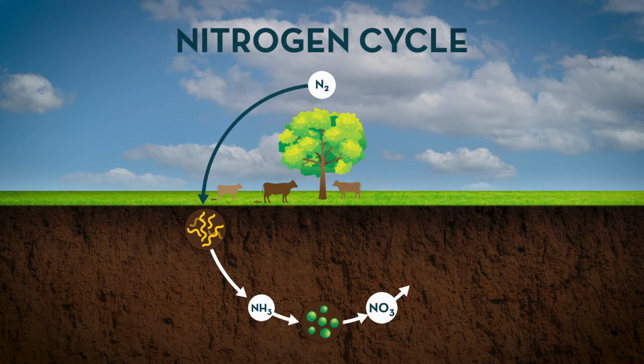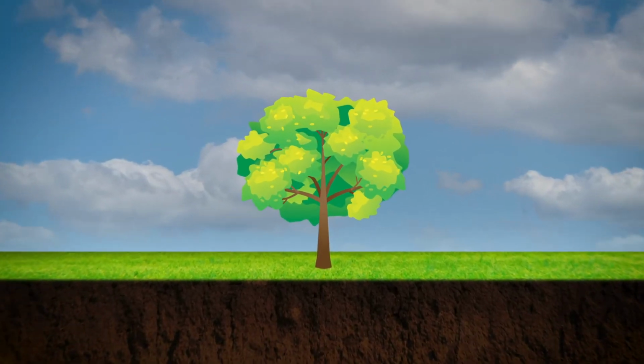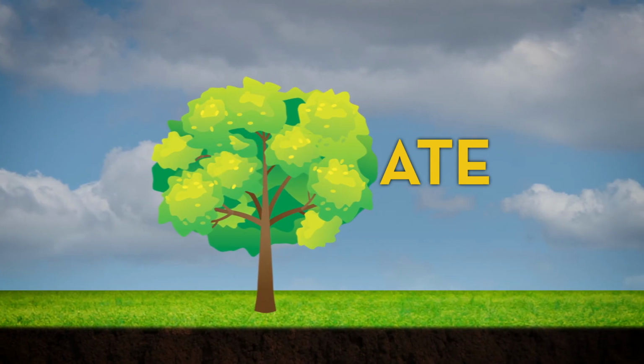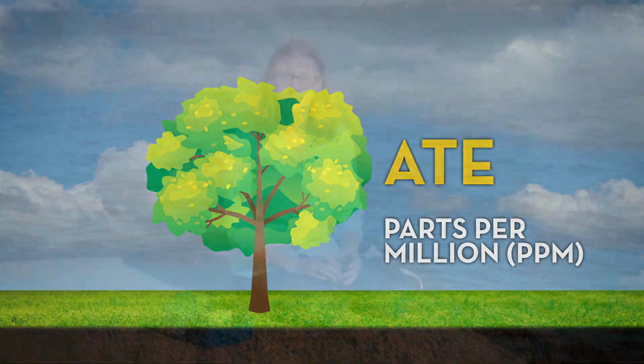The nitrogen cycle is a complicated cycle to remember, but the best way to remember the form that plants need is that nitrate ends in ate. So just remember that plants ate it. The unit of measurement we are going to be using is parts per million, ppm. So let's go ahead and test our nitrate levels today, October 11th, 2021.